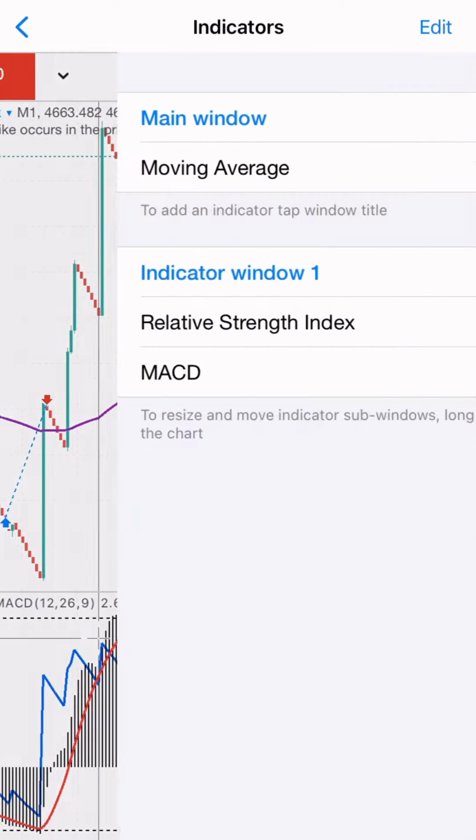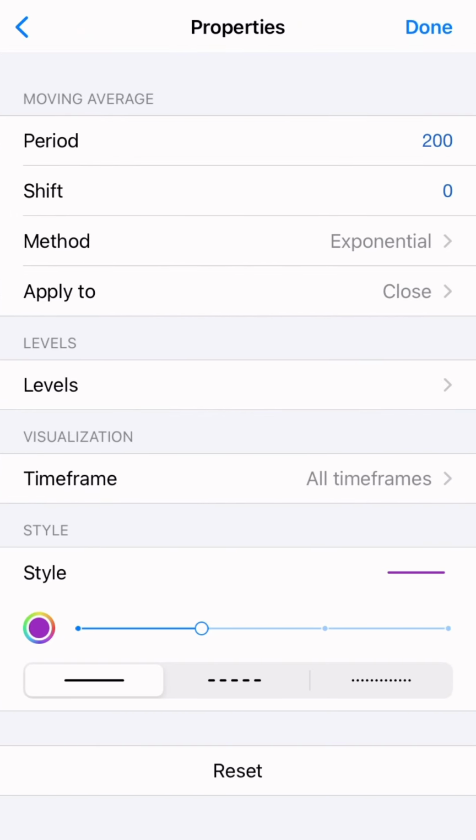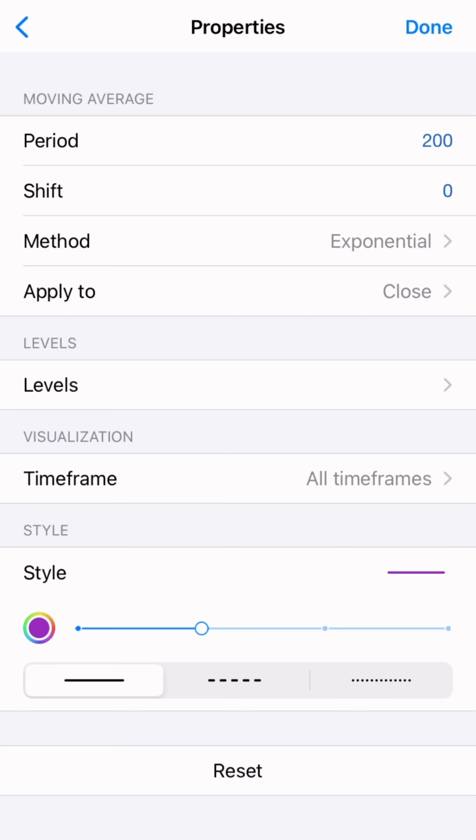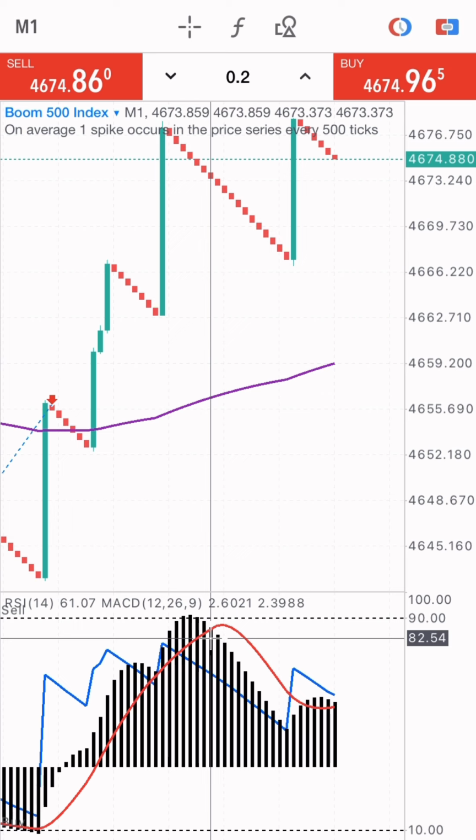While for the moving average, what I use is period 200, shift 0, the method is exponential, and I apply to close, right? Then I use 2 pixel with a straight line, and apply to all time frames. So it's going to be on default as well, okay. So this is pretty much the setup for these 3 indicators which I just use, right?